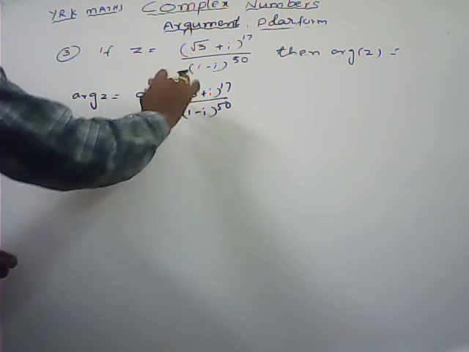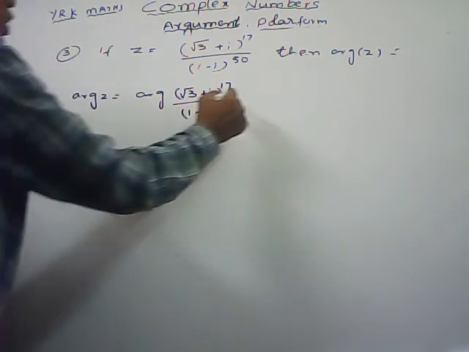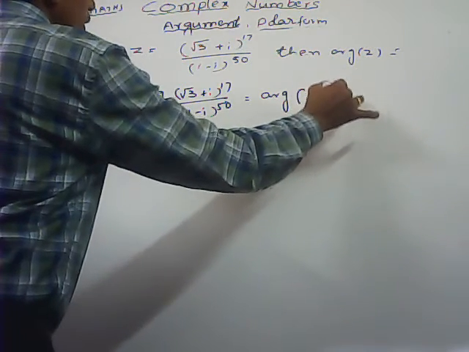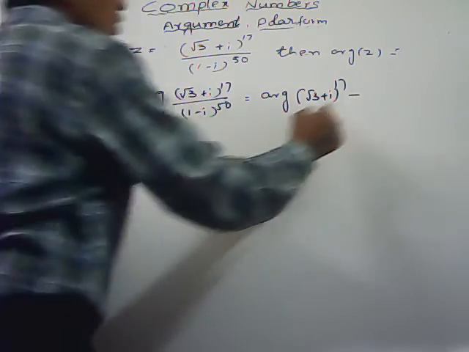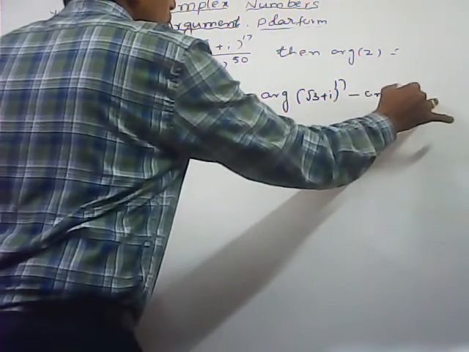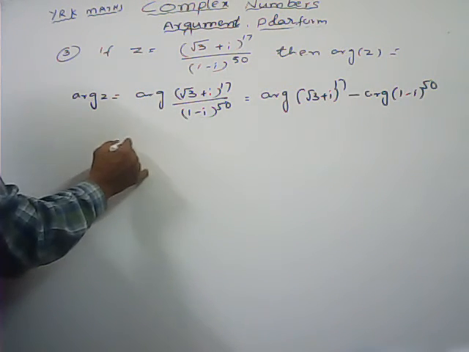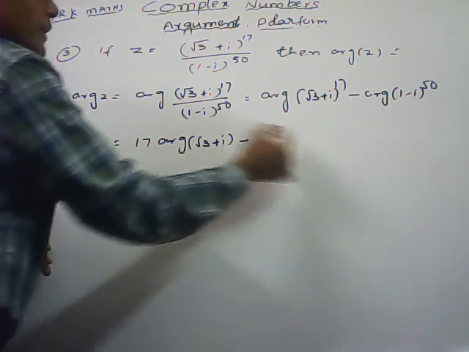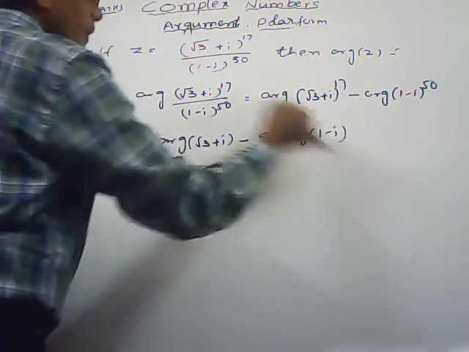Here two complex numbers are there. I told you properties also. Argument of z1 by z2 we can write as argument of z1 minus argument of z2. So argument of (root 3 plus i)^17 minus argument of (1 minus i)^50. And one more property I told you: argument of z to the power n is equal to n into argument of z. So 17 into argument of root 3 plus i minus 50 into argument of 1 minus i.